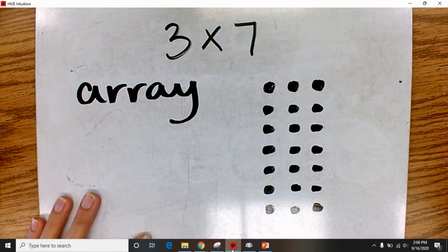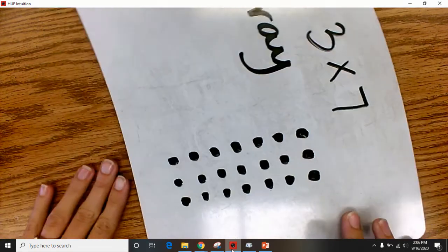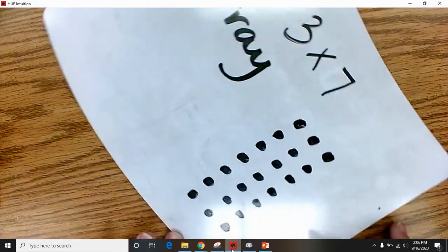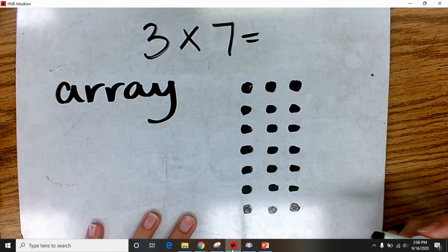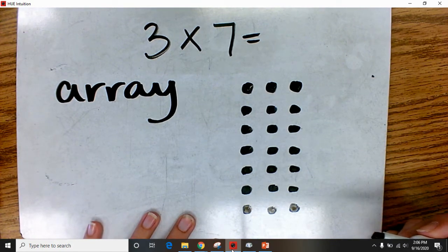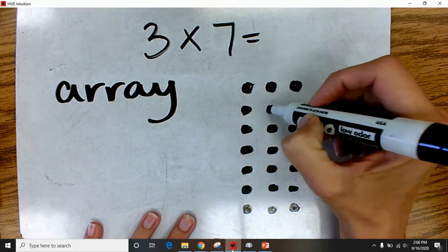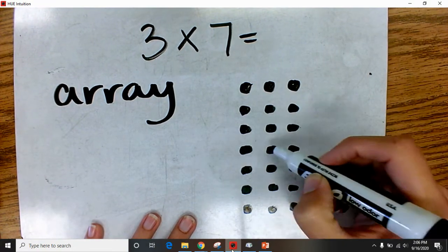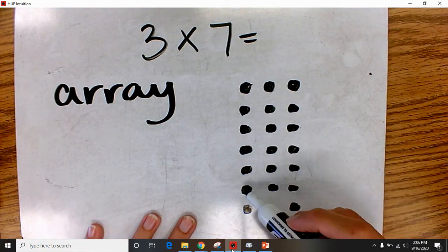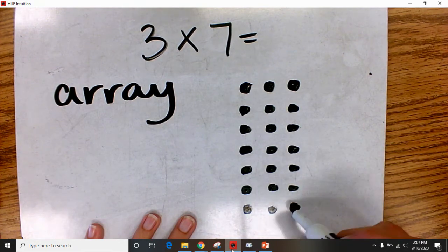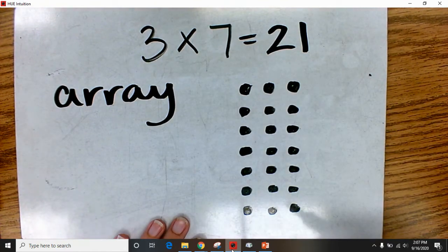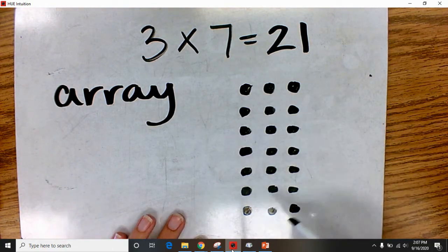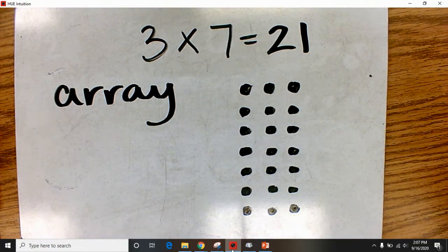All right, that's a 3 by 7 array. It could also go this way. It doesn't really matter. The answer, just like with the equal groups, is the total number of dots. 1, 2, 3, 4, 5, 6, 7, 8, 9, 10, 11, 12, 13, 14, 15, 16, 17, 18, 19, 20, 21. But if you can work on memorizing this fact and you just know off the top of your head that 3 times 7 is 21, that's a whole lot easier than having to draw this every time you need to know the answer to that.